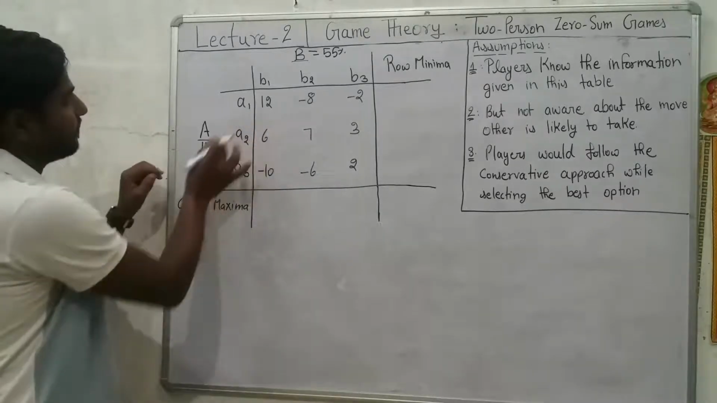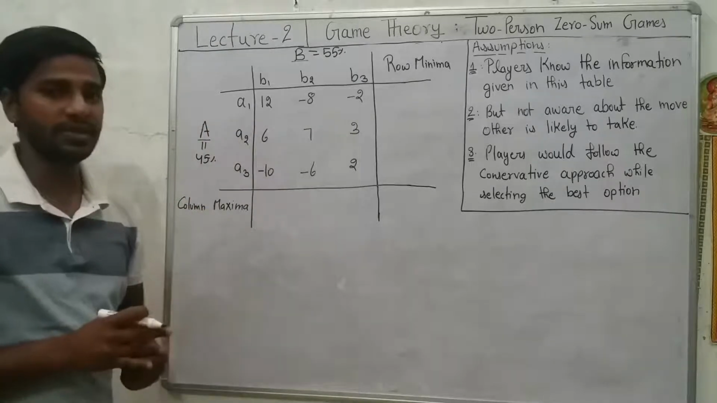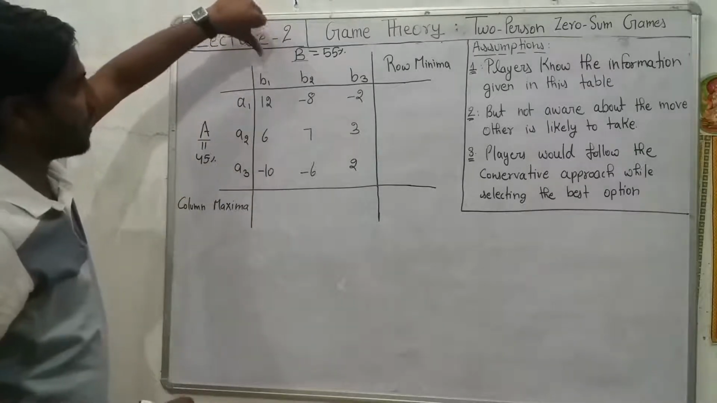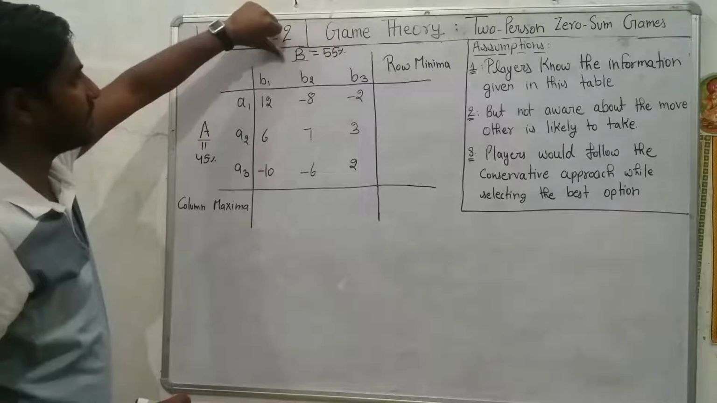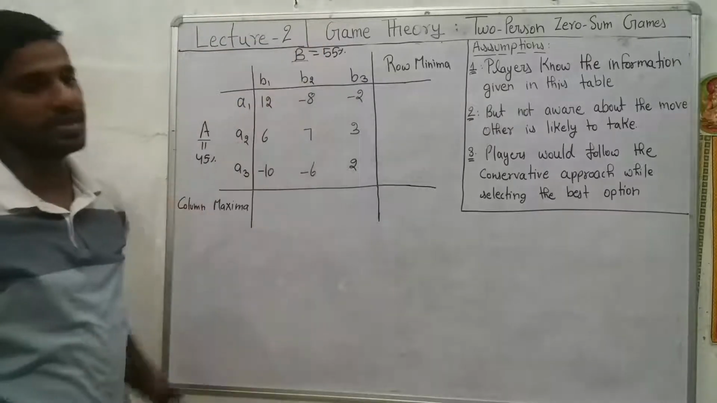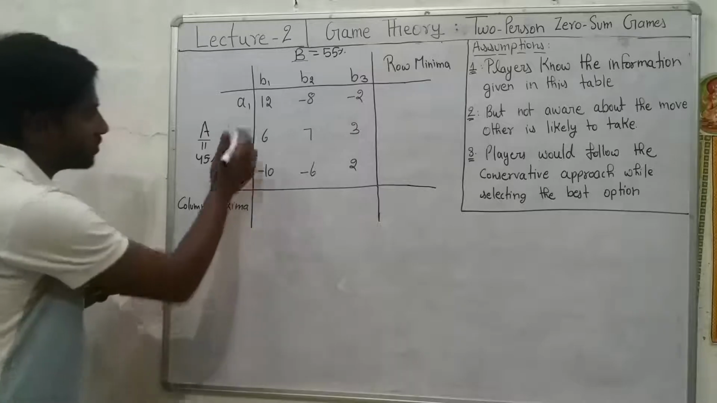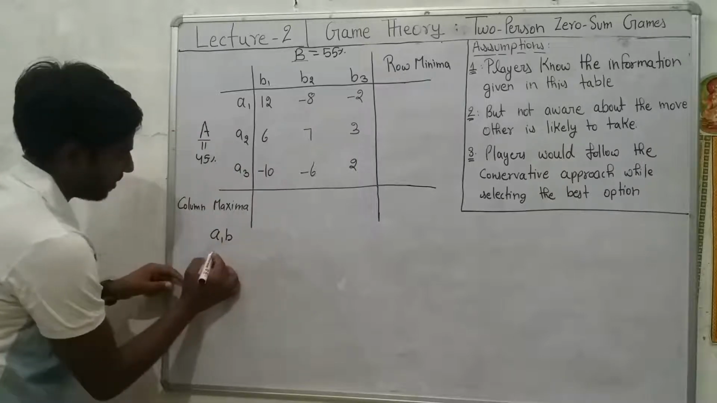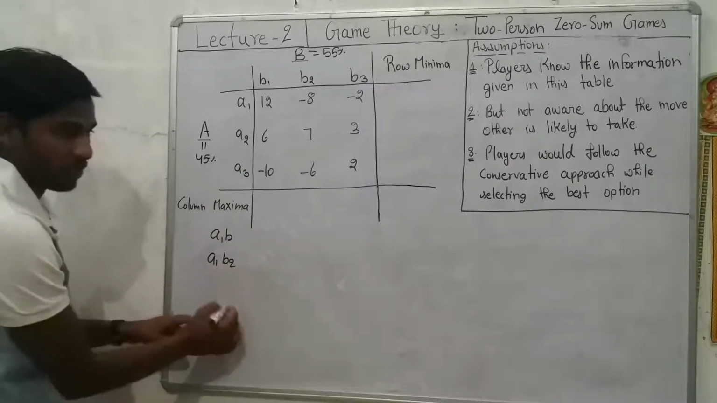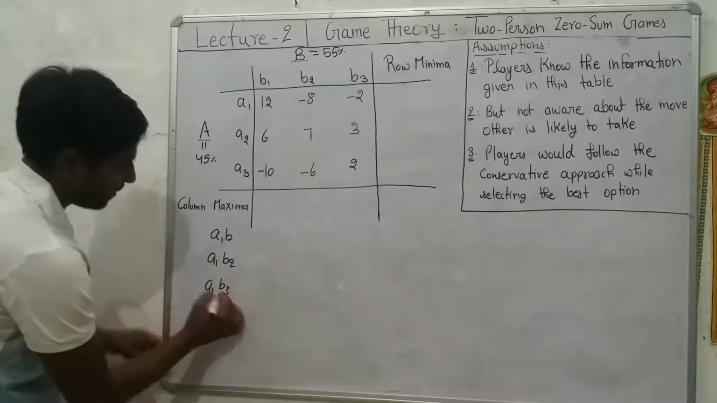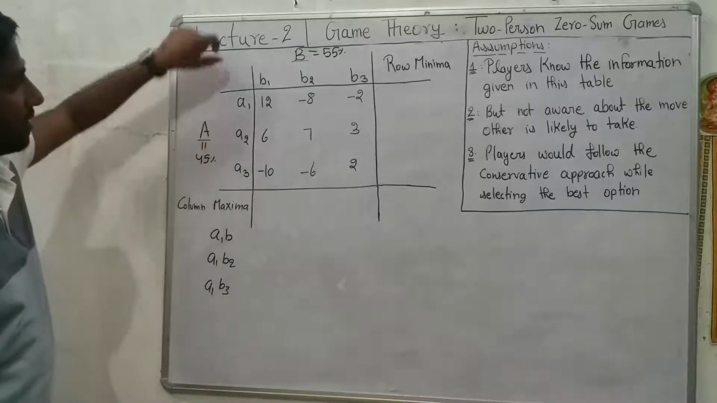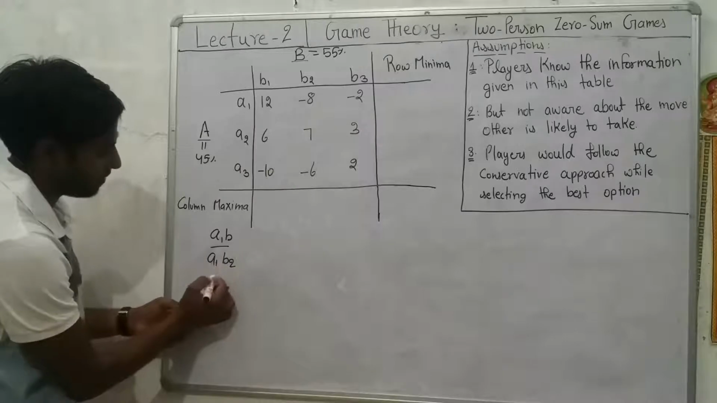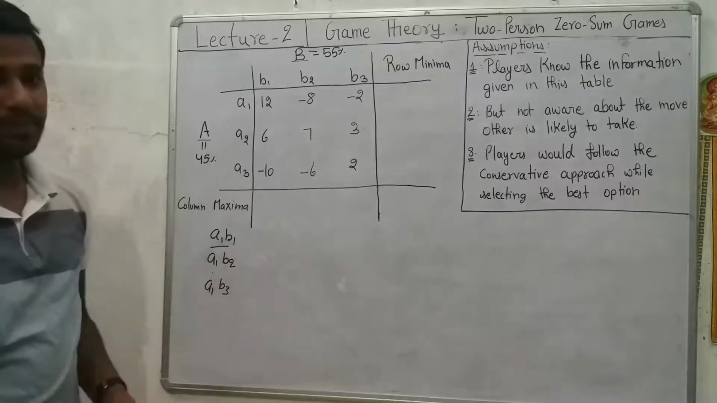Now suppose company A is employing strategy A1. In counter to that, company B can employ any of these strategies: B1, B2, or B3. So there would be three combinations. In response to strategy A1, company B can employ B1, B2, or B3. So in response to this strategy, there can be three possible actions taken by company B. So there would be three combinations: A1B1, A1B2, or A1B3.